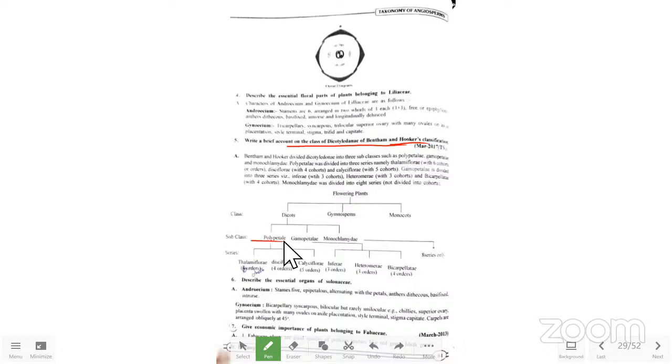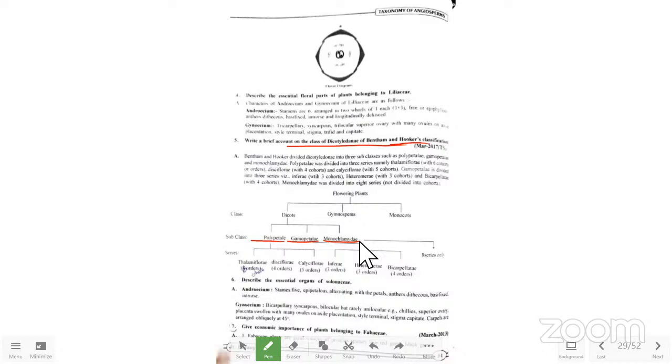subclasses Polypetalae, Gamopetalae, and Monochlamydeae. Okay. So what we have to write? Bentham and Hooker divided the Dicotyledonae class into 3 subclasses. The first one is the Polypetalae, where the petals are free, and Gamopetalae, where the petals are fused, and Monochlamydeae, where we cannot distinguish the petals and the sepals. That is called the Monochlamydeae condition. So like that, based on the petal arrangement of the flower, the subclasses were made for the class Dicotyledonae.